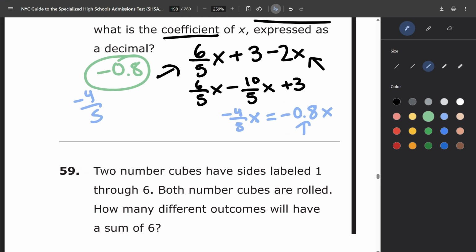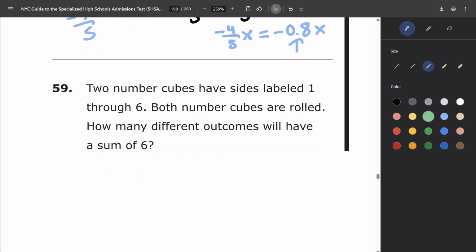Alright, cool. Moving on. So, this is a very fascinating problem. It's kind of about probability, not really. So, two number cubes have sides labeled 1 through 6. Both number cubes are rolled. How many different outcomes will have a sum of 6? So this is just like any other board game you've ever played in your life. Obviously, they have 6 sides, and each side is a number between 1 and 6. So we're rolling 2 of them. So let's think about all the possible combinations that can actually add up to 6.